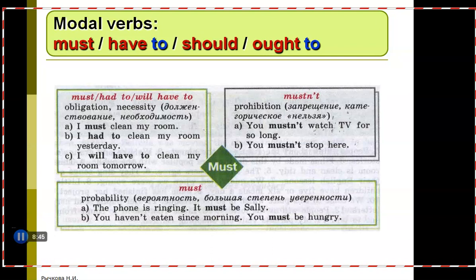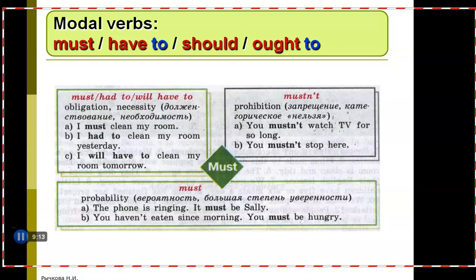Must, have to, will have to: obligation, system, form. Долженствование, необходимость. I must clean my room. I had to clean my room yesterday. I will have to clean my room tomorrow. Mustn't is a prohibition, запрещение, категорически нельзя. You mustn't watch TV for so long. You mustn't stop here.